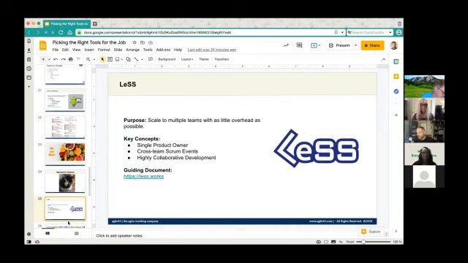So the first one I put on here is LeSS. The purpose of LeSS is to scale multiple teams, with multiple teams working on the same product with as little overhead as possible. Keep it simple. They have this idea of a single product owner across all of those teams. We have cross-team Scrum events. So instead of everyone having their Scrum events and then all these other events on top of it, you have a lot of cross-team Scrum events, which forces a highly collaborative development process across all of the teams. They have a picture, and it looks like this.